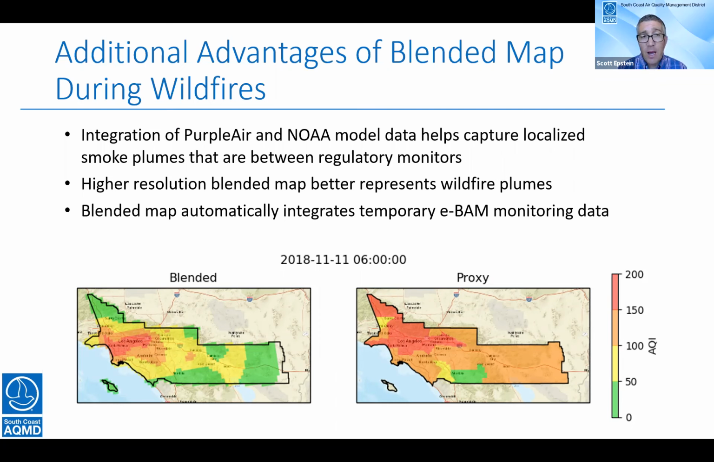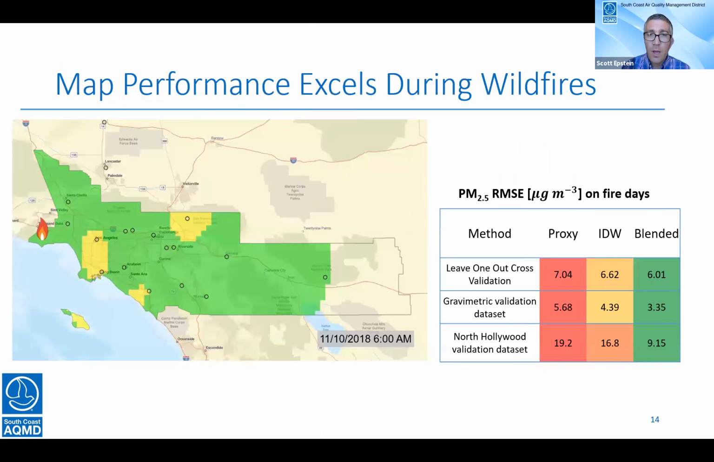And the way we have this set up is that the code automatically ingests PM2.5 data from temporary monitors. So during large smoke events, we deploy E-BAMs. As soon as they're sited, the code automatically picks them up and integrates them as if they were a regulatory monitor. So we find that the map performance is especially good on these wildfire days. So the table on the right shows that the blended map produces the most accurate data when looking specifically at wildfire days. So I'll push play on this map.